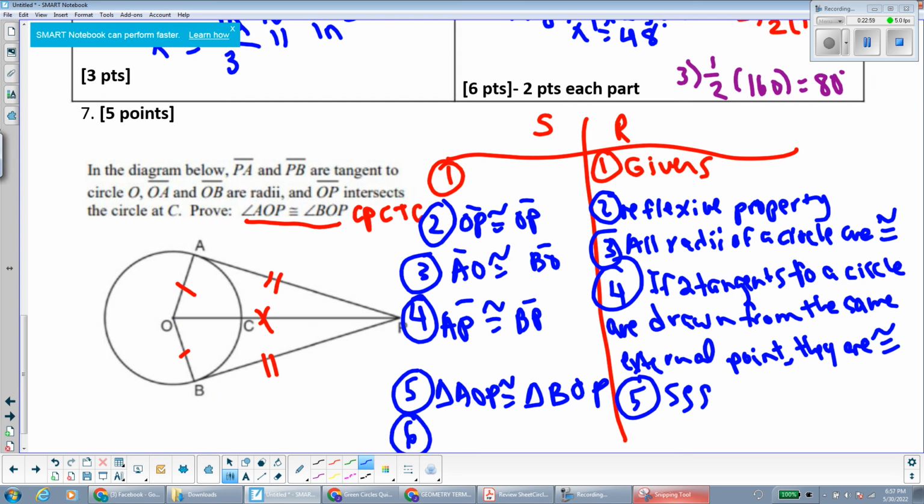And then finally, now that we know the triangles are congruent to each other, we know that the angles AOP and BOP are congruent to each other. And that is due to CPCTC: corresponding parts of congruent triangles are congruent.